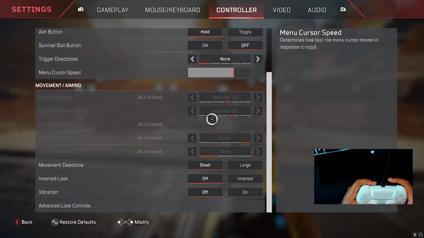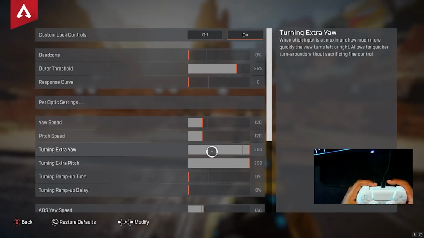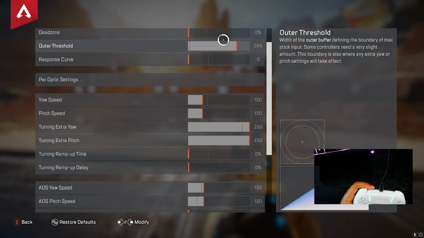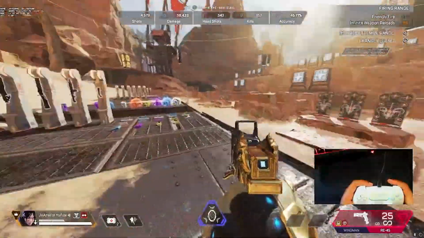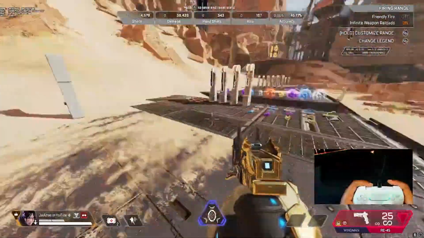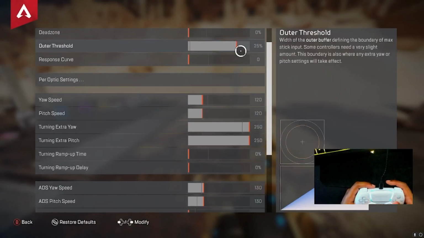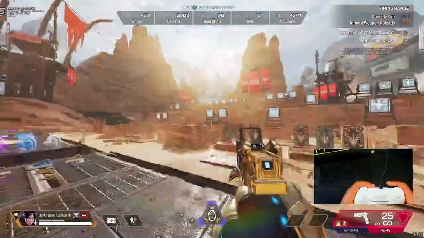So this is kind of where the outer threshold comes into play, because remember what I said, the extra yaw and extra pitch kick in when you're at your maximum stick input. And if you remember, the outer threshold controls that maximum input. So if I bring it out all the way here, I'll reach my extra yaw and extra pitch a lot faster than I would if I were to bring it all the way down to 1.